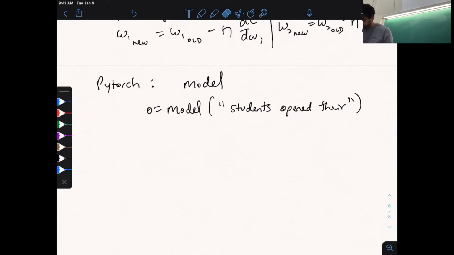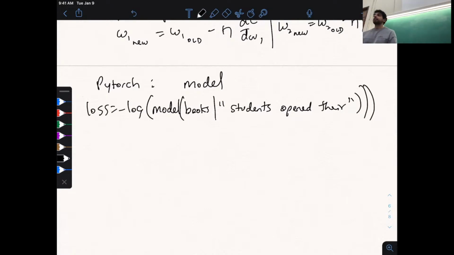Actually, let me just write it out correctly here. The loss equals the model's probability of books given "students open there," and I'm sorry, the negative log probability of this whole thing. All right, so this is how we defined our loss function. And so now I'm going to just compute the cross entropy loss like I've described here.